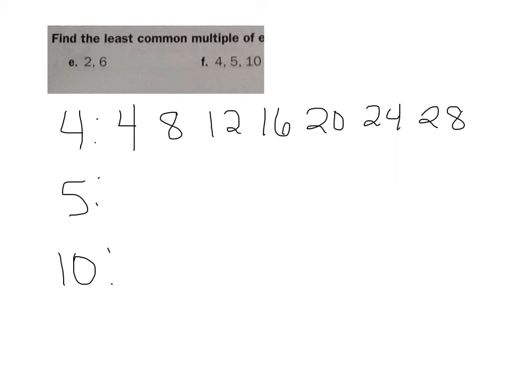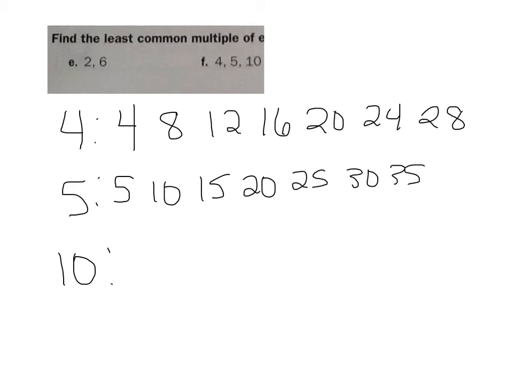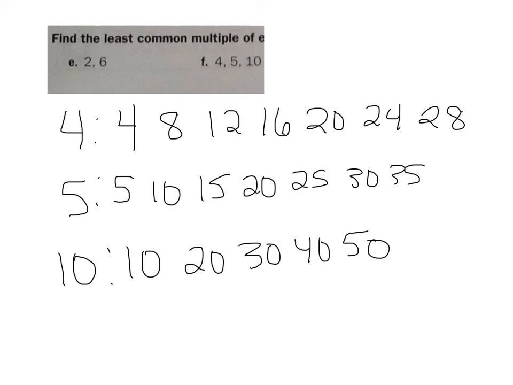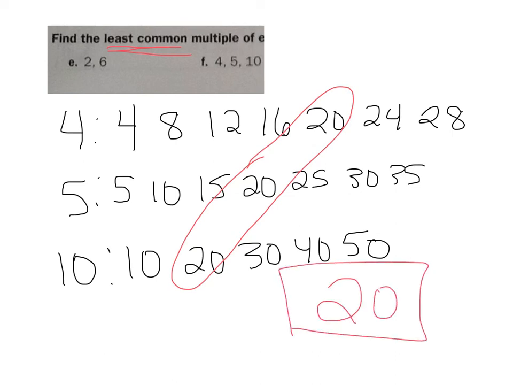Now if I go through the 5s, 5, 10, 15, 20, 25, 30, 35, and so on. Now for 10, I have 10, 20, 30, 40, 50. Now remember, these can go on forever, but what I'm looking for is the least common multiple. So the number they all have in common that is the smallest. So going through my list, I see that they all have a 20, and that seems to be their lowest number they have in common. So that is my least common multiple of 20.